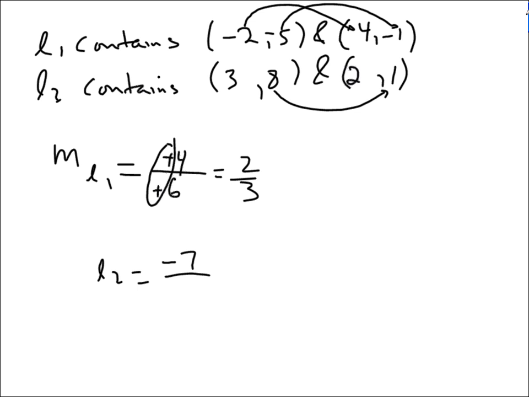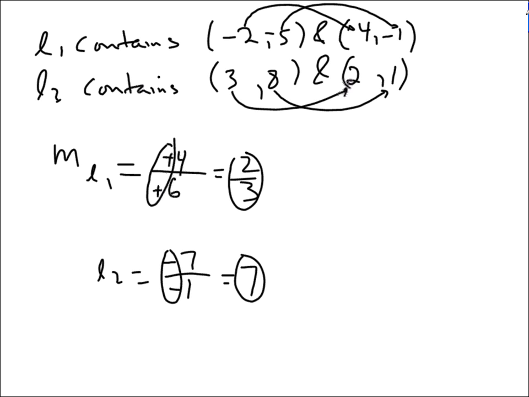Went down 7. That's the change in y. You went down 7. And from 3 to 2, you went down 1 for the change in x. Negative over negative is negative. Excuse me, is positive, which you don't have to write. And 7 over 1 is 7. These slopes are not equal, so they're not parallel. The lines are not parallel.